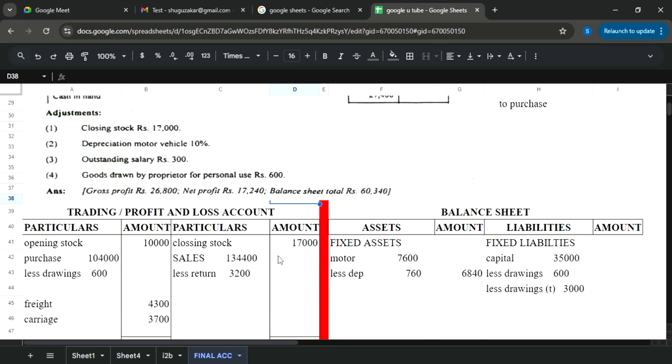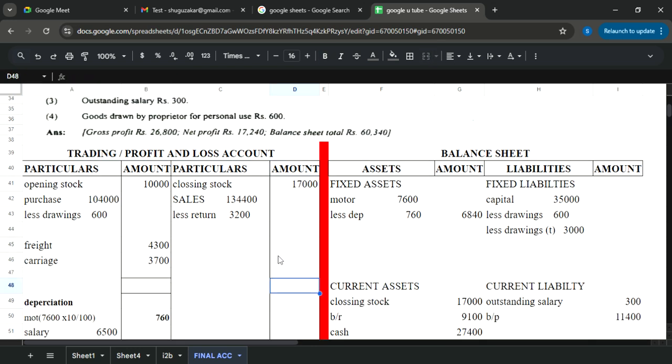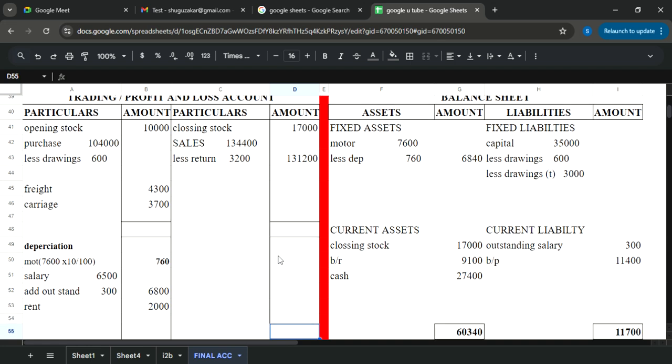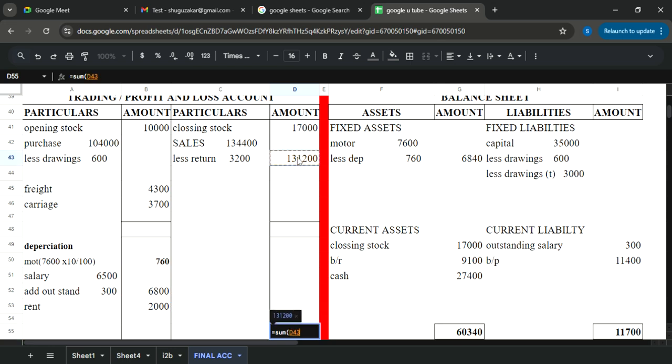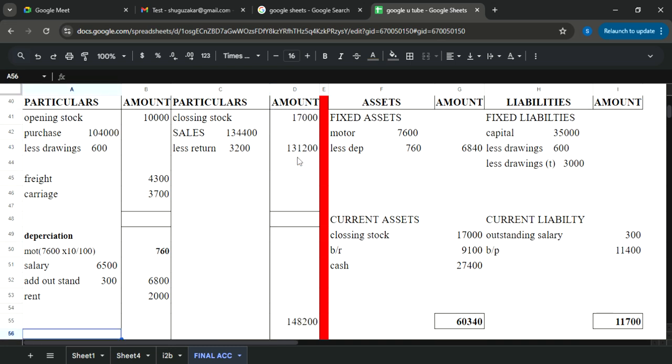What we have is net sales at the first stage. As you know, 134,400 is sales. You will subtract returns, 3200. So we have got our value of sales as well. Now I'm going to take the sum of both sides. The sum of direct income, there were only two amounts. Similarly, I will take the sum of direct expenses as well.